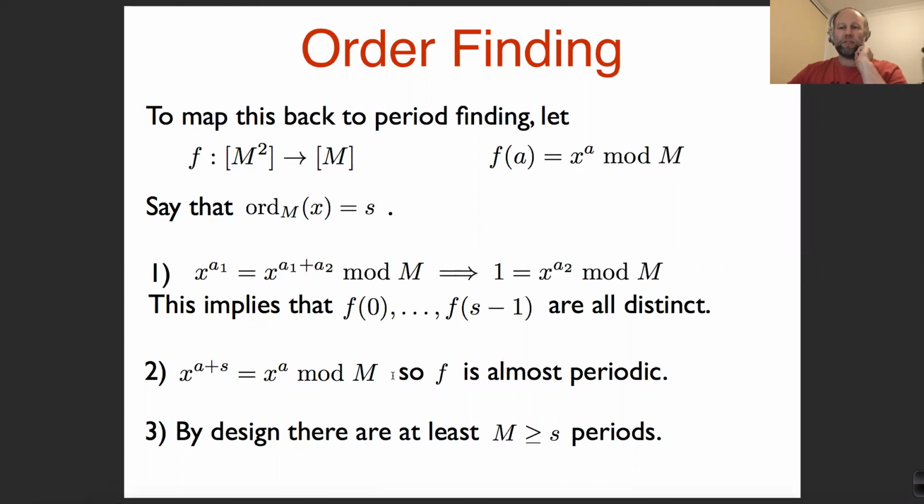And finally, the periodicity condition. x to the a plus s is equal to x to the a times x to the s, and x to the s by definition is 1 mod m, so that's just equal to x to the a. So this f also satisfies the periodicity condition.